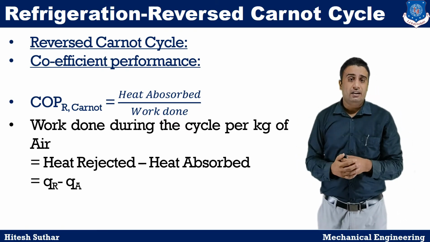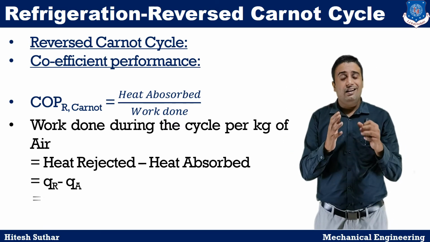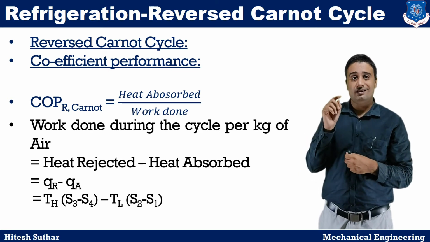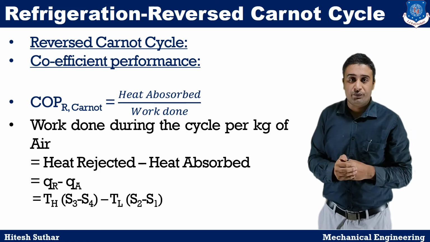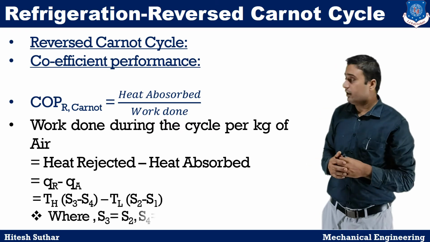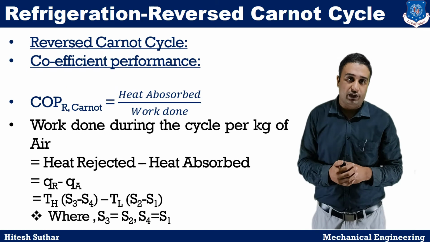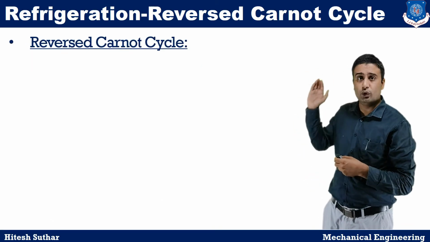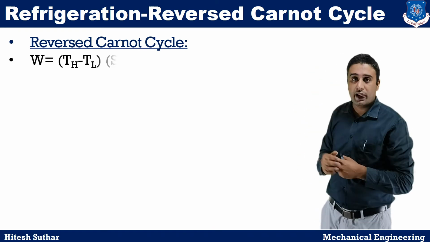So what is QR? As per the TS diagram we discussed in the last slide, heat rejected is TH times (S3 minus S4), and heat absorbed is TL times (S2 minus S1). From the temperature-entropy diagram, we know that S3 is equal to S2 and S4 is equal to S1. So the equation becomes: work done W is (TH minus TL) times (S2 minus S1).